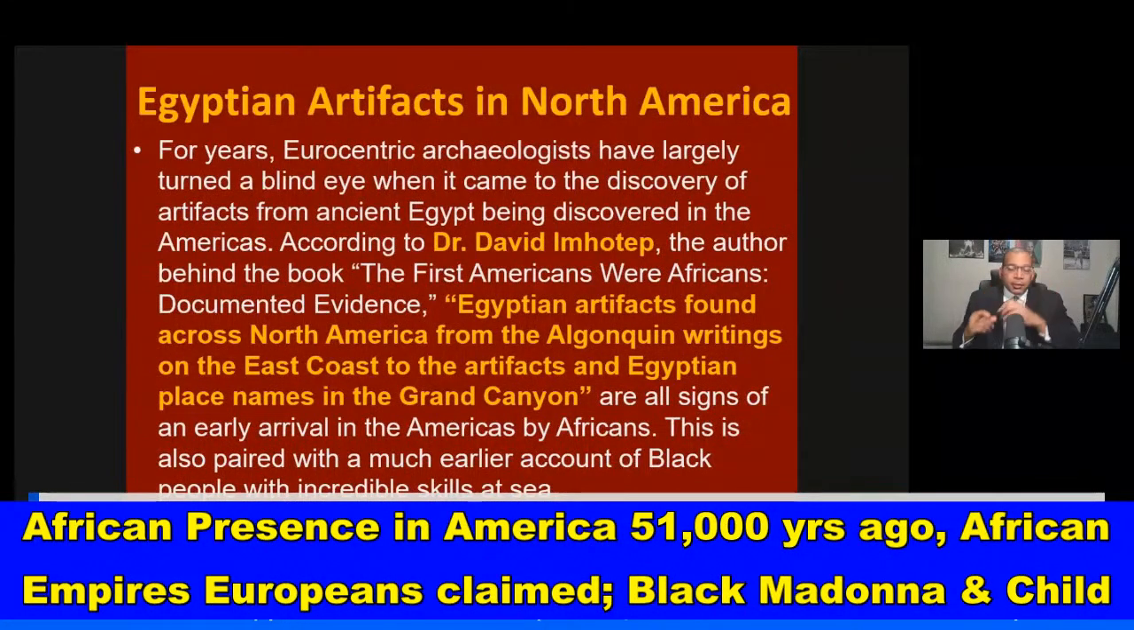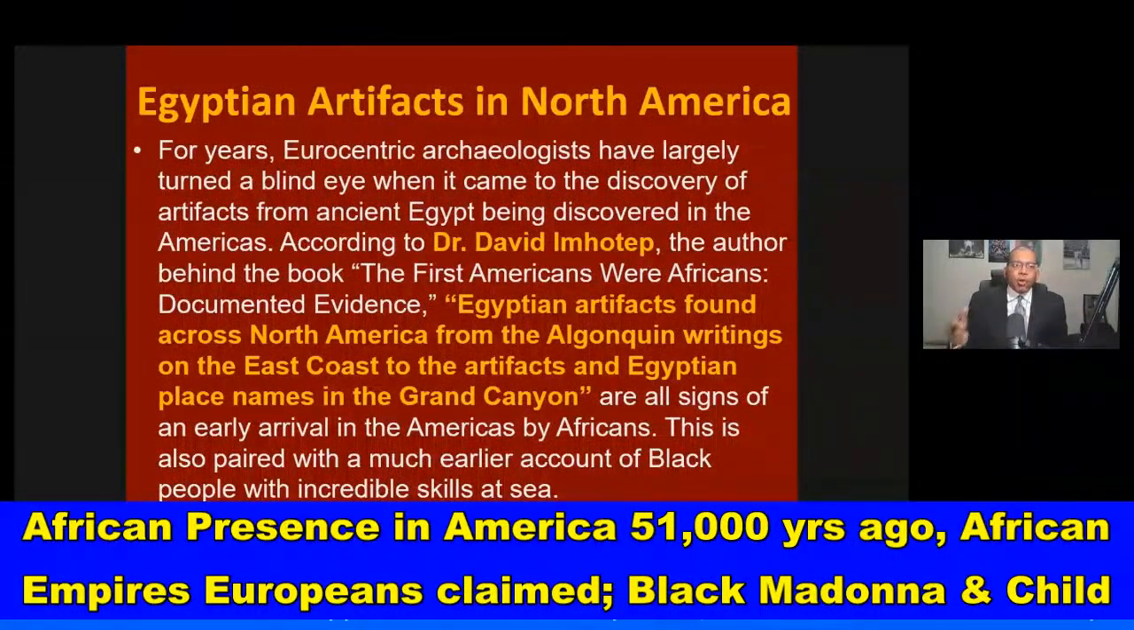According to my friend, Dr. David Imhotep, the author of the book, The First Americans Were Africans, Documented Evidence, quote, "Egyptian artifacts found across North America, from the Algonquin writings on the East Coast to the artifacts and Egyptian place names in the Grand Canyon," end quote, are all signs of an early arrival in the Americas by Africans.